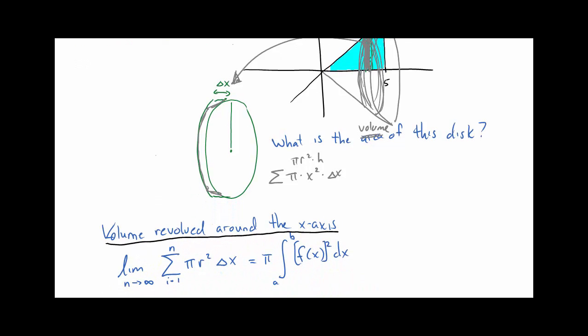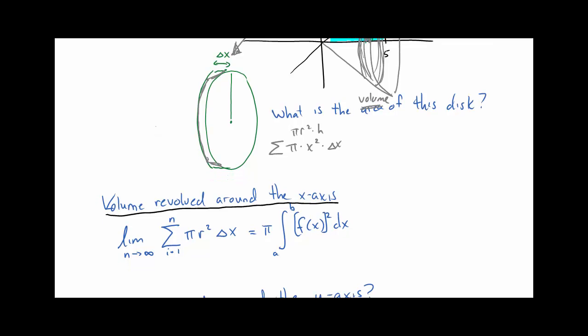So what's happening here, just like before, is we're going to take the limit as n goes to infinity of the sum from i equals 1 to n of pi ri squared times delta xi. And what we get then is the integral from a to b, where a is where we're starting and b is where we're ending, of f of x squared, because f of x was the radius of this disk. As delta x gets really small, we call it dx. And of course, we have to multiply by pi because this is a circular disk.